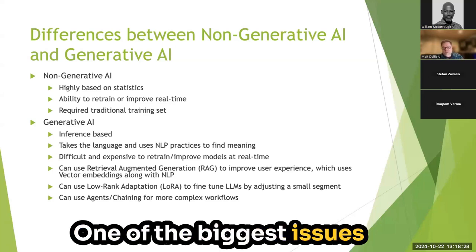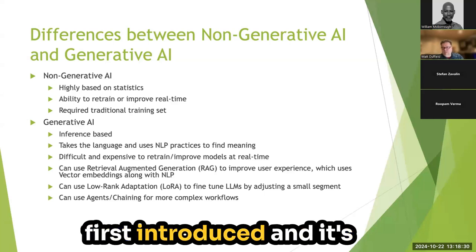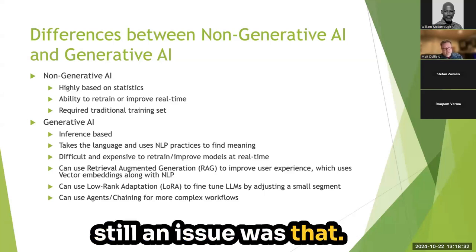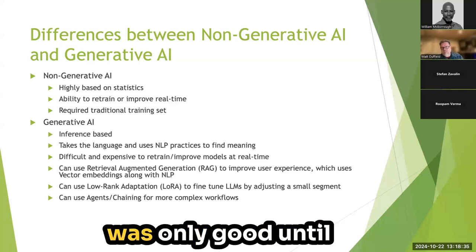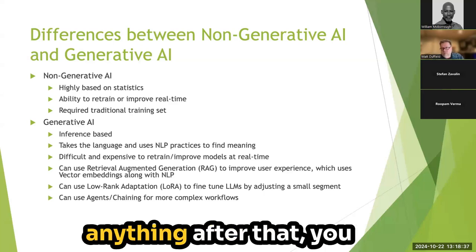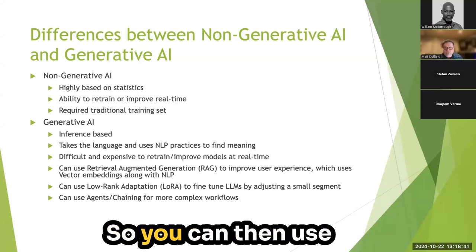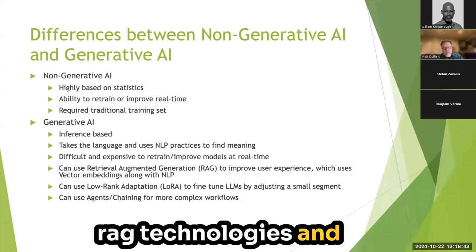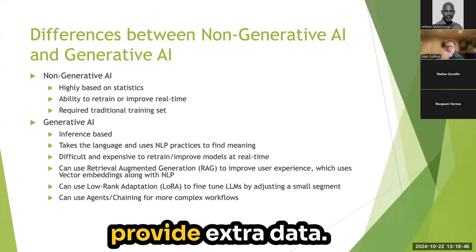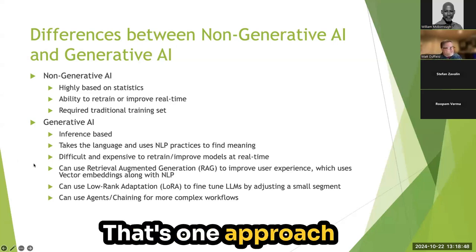One of the biggest issues that AI had when it was first introduced, and it's still an issue, was that maybe its training set was only good until like October 2022. Anything after that, you try to ask it a question, it says I don't know. So you can then use RAG technologies and implementations to provide extra data. That's one approach that they have.